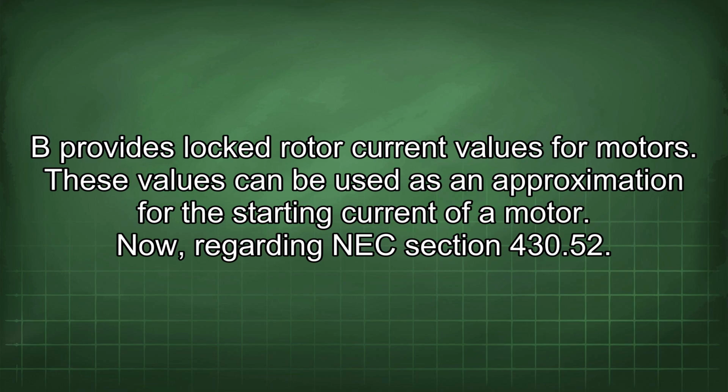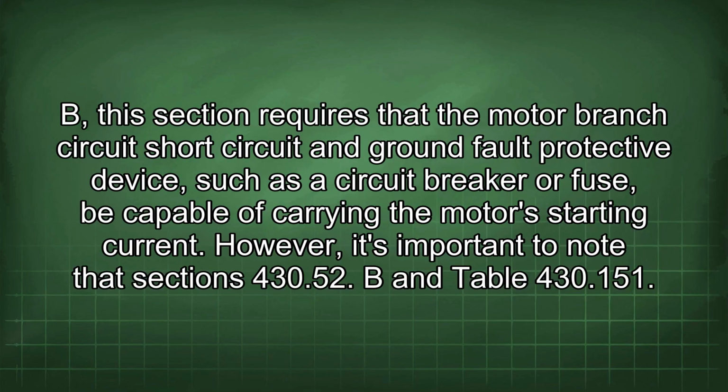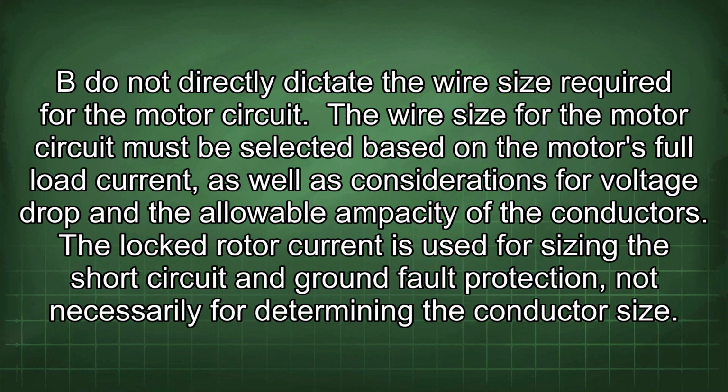Now, regarding NEC section 430.52(B). This section requires that the motor branch circuit, short circuit, and ground fault protective device, such as a circuit breaker or fuse, be capable of carrying the motor's starting current. However, it's important to note that sections 430.52(B) and Table 430.151(B) do not directly dictate the wire size required for the motor circuit.